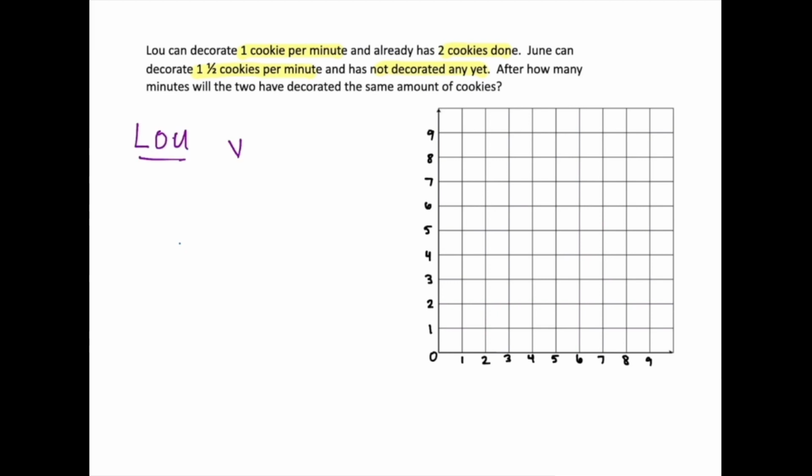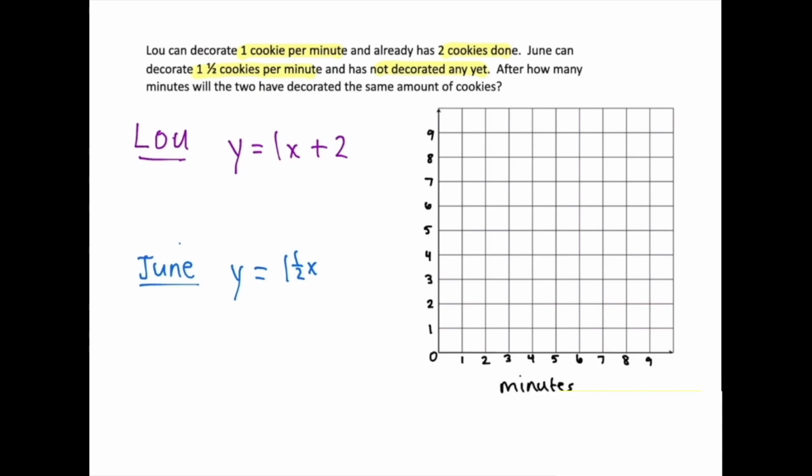We can make the total amount of cookies made y. Lou can make 1 cookie per minute and already has 2 made. June, on the other hand, can make 1.5 cookies per minute and has not decorated any at all. So now that we have our equations made, we can graph them on the coordinate plane.